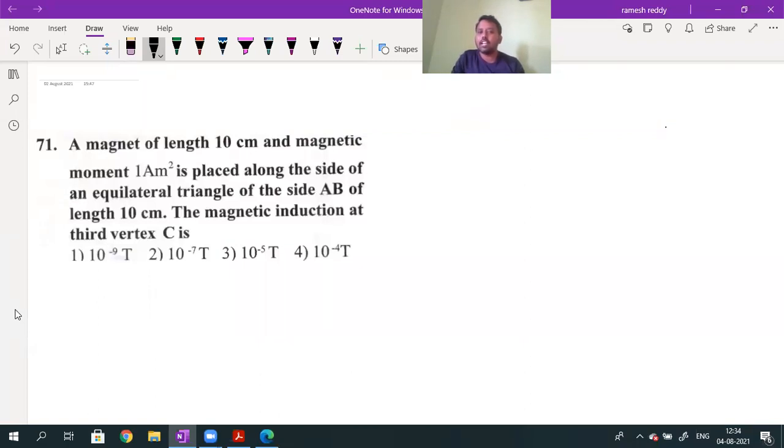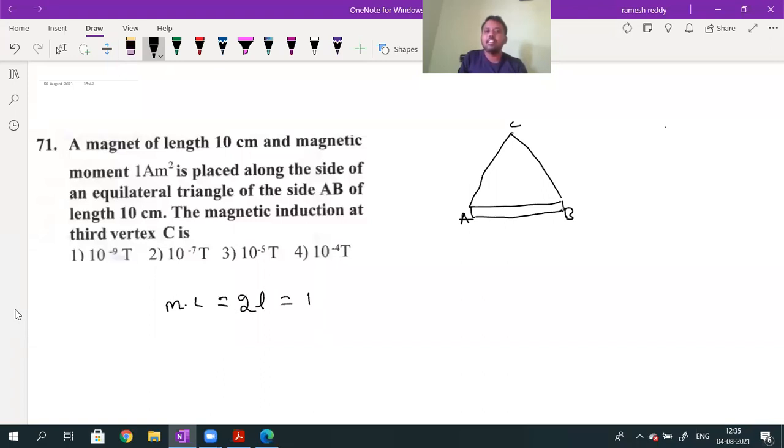So what they given, one equilateral triangle given. Let me call this equilateral triangle ABC. So along one side, a bar magnet is kept. This is the bar magnet kept along AB. This bar magnet's magnetic moment value is given, and the magnetic length is also given. Magnetic length can be written as 2L. So 2L value is 10 centimeters, 10 into 10 to the power of minus 2 meters. Conversion only, which is 10 power of minus 1 meters.